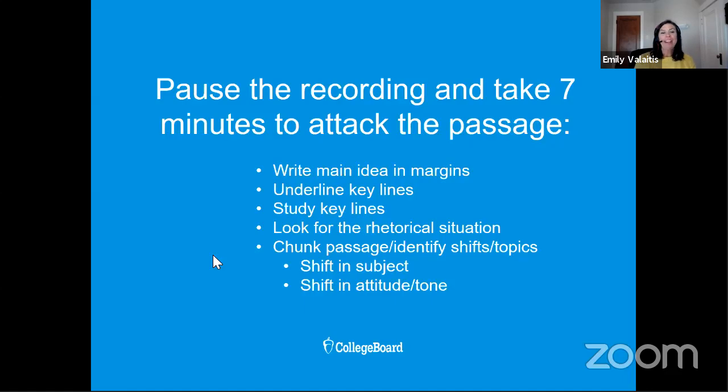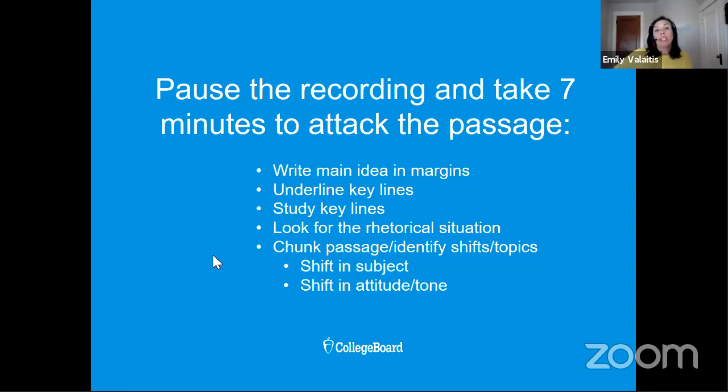All right, so I'm going to ask you to now read through the speech that I've given you. You looked at the prompt before. Now look at the speech itself and take 7 minutes to attack the passage, looking for the main ideas, jotting those down in a few words in the margins, underlining and studying any key lines that address the message, the speaker, or the audience, deepening your understanding of the rhetorical situation, and then if possible, looking at some chunks.